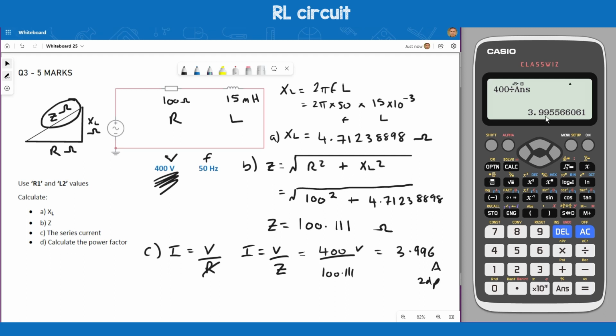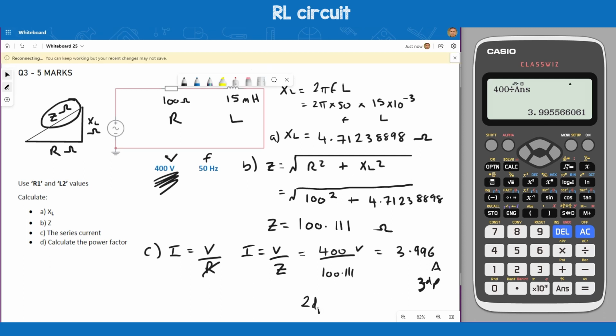If we were asked to round this to 2 decimal places, because the 5 is 5 or more, that would make this round up and it would become 4.00 amps. But in the exam, you won't have to worry, your answers will be a little bit nicer to round.